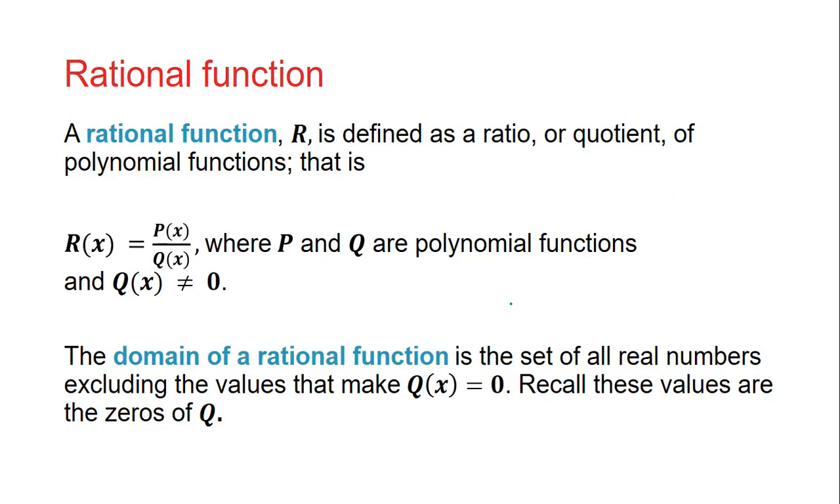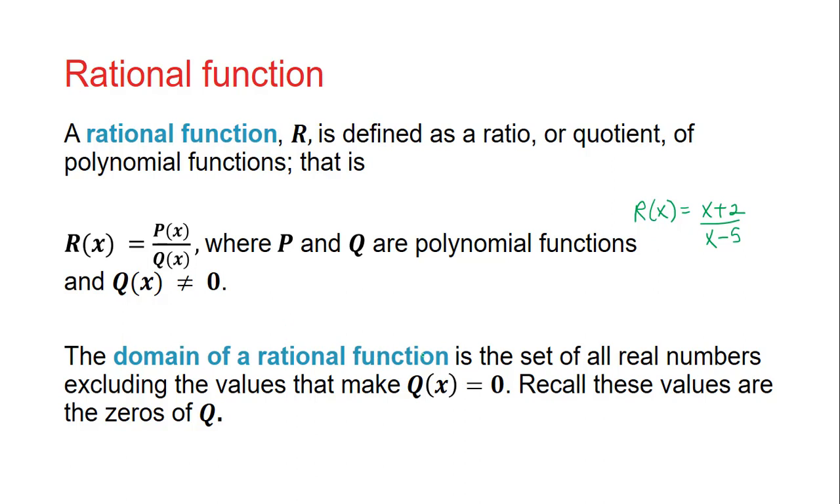So a rational function R is defined as a ratio or quotient of polynomial functions. That is, R of x is equal to p of x divided by q of x, where p and q are polynomial functions and q of x is not equal to 0. We've actually seen rational functions and rational expressions prior to this, something like r of x is equal to x plus 2 divided by x minus 5. Right? That is a rational function. The numerator and denominator are polynomial functions.